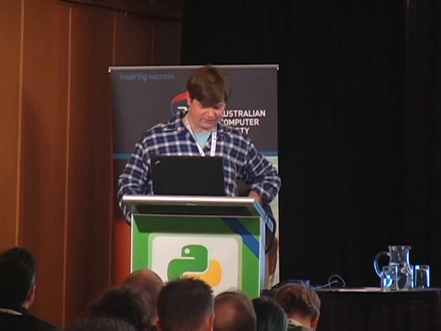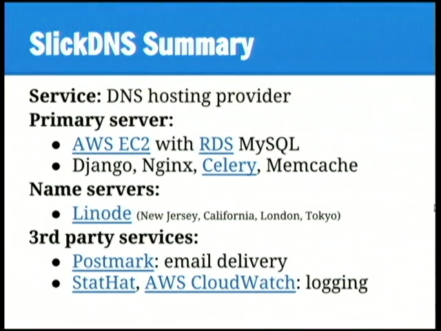So, third-party services I use: Postmark, that's email delivery. I guess you can run your own email server, but generally speaking, deliverability is poor in this age of spam, so it's better to outsource that to an email service provider that reaches out to the ISPs to guarantee better deliverability. StatHat and AWS CloudWatch I'll talk about in more detail. That's basically used for logging.